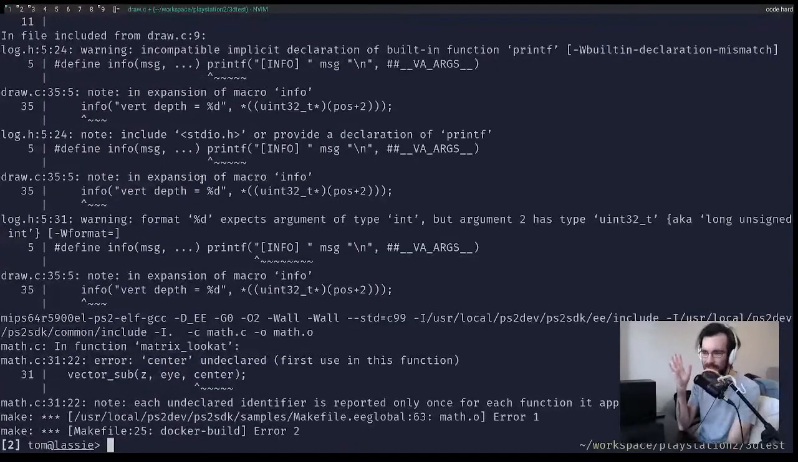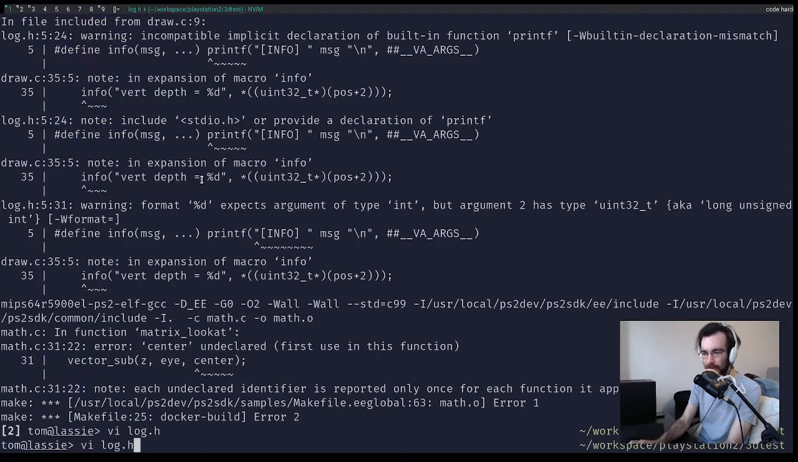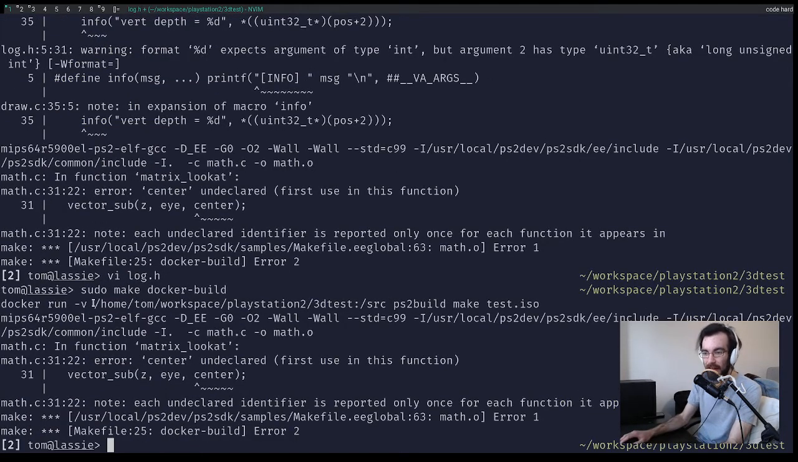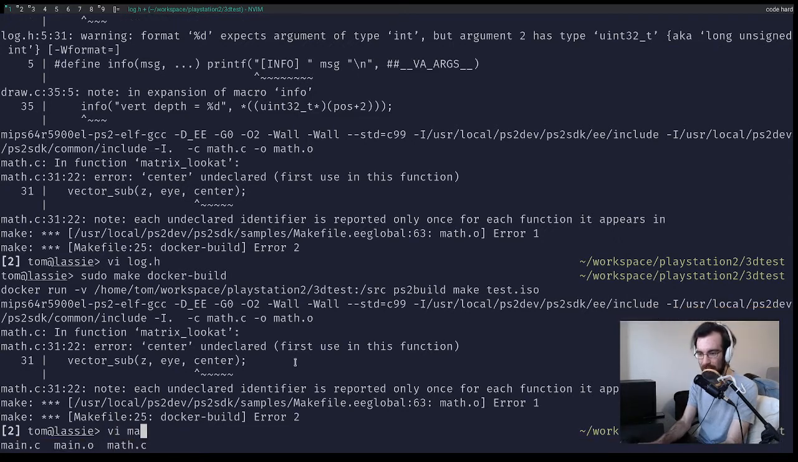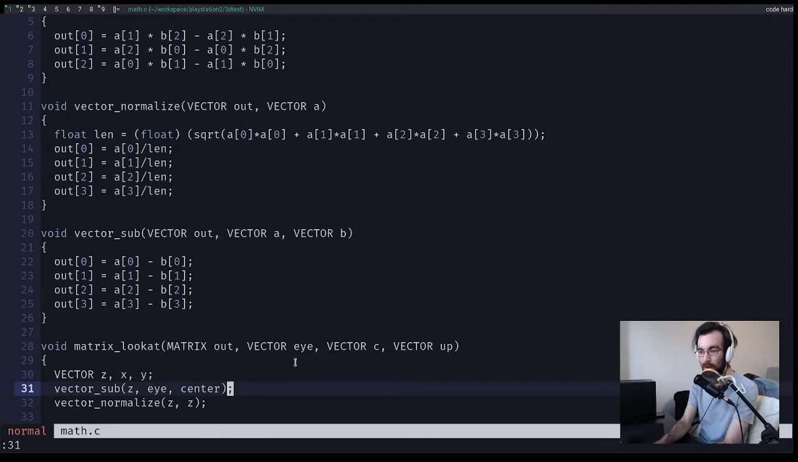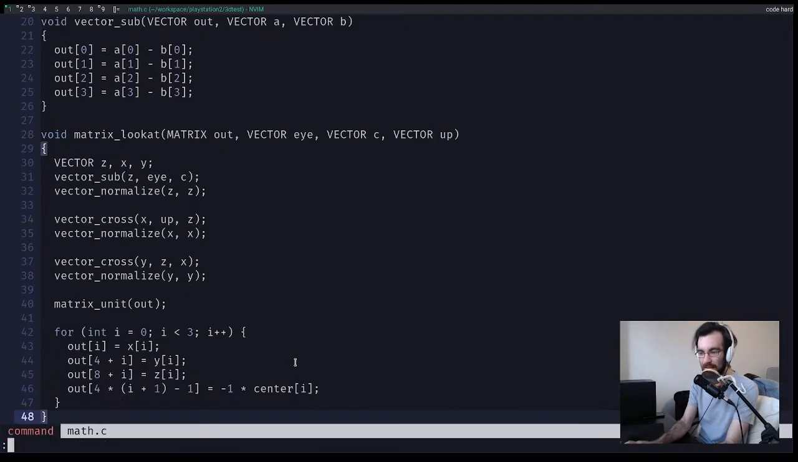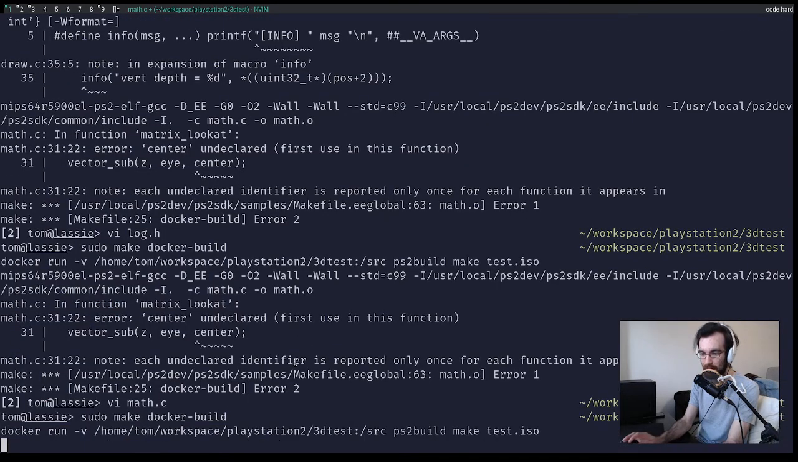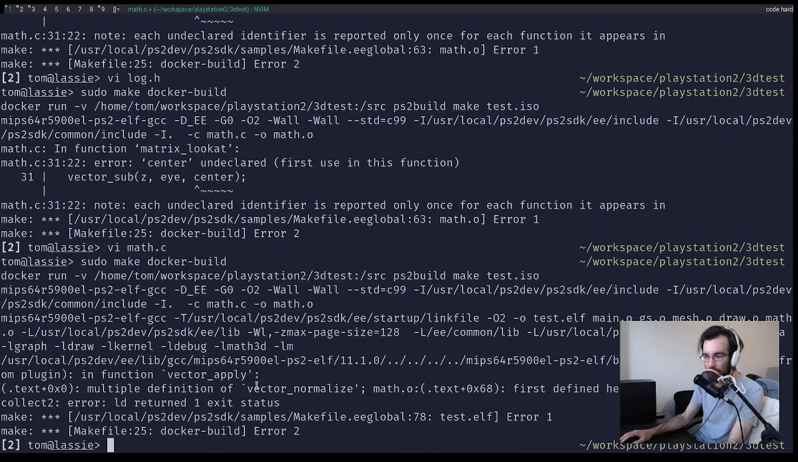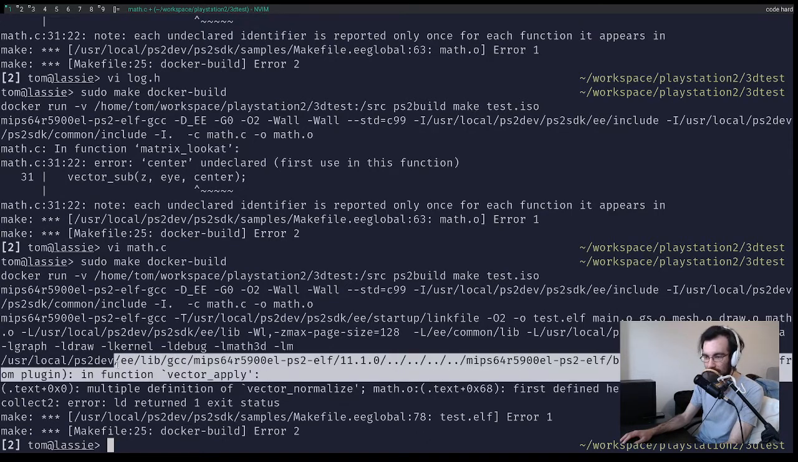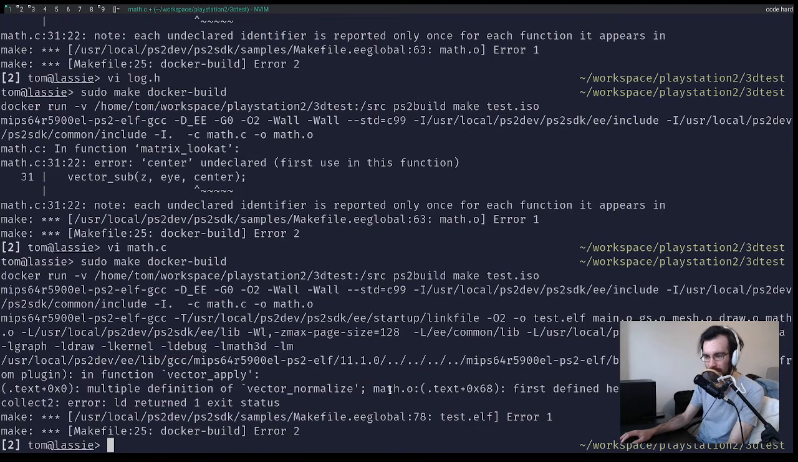And then we make and hope this works. First compiles first time, obviously. Let's just jump in here and get rid of log so that this is a bit cleaner. Center. I called it C, didn't I? Math.c, line 31. Just called you C. Okay, a few little things here. Vector apply, multiple different vector normalize. Interesting. So apparently this is already defined.